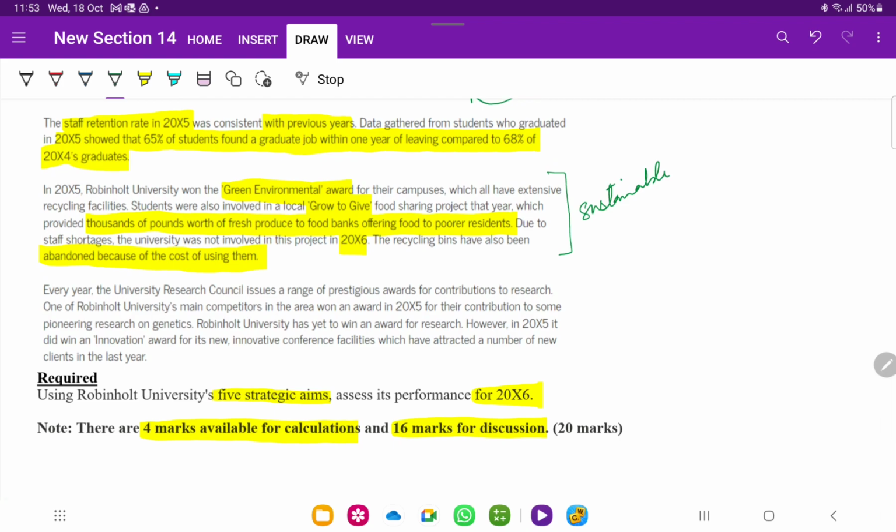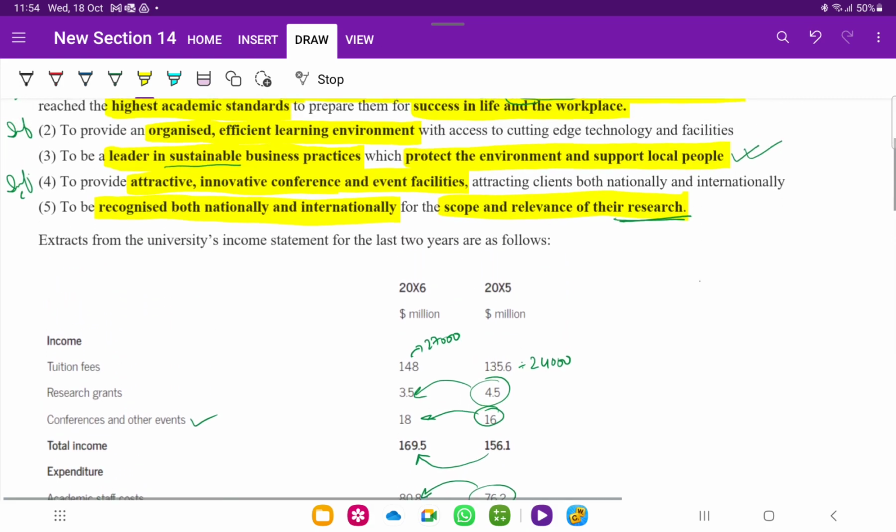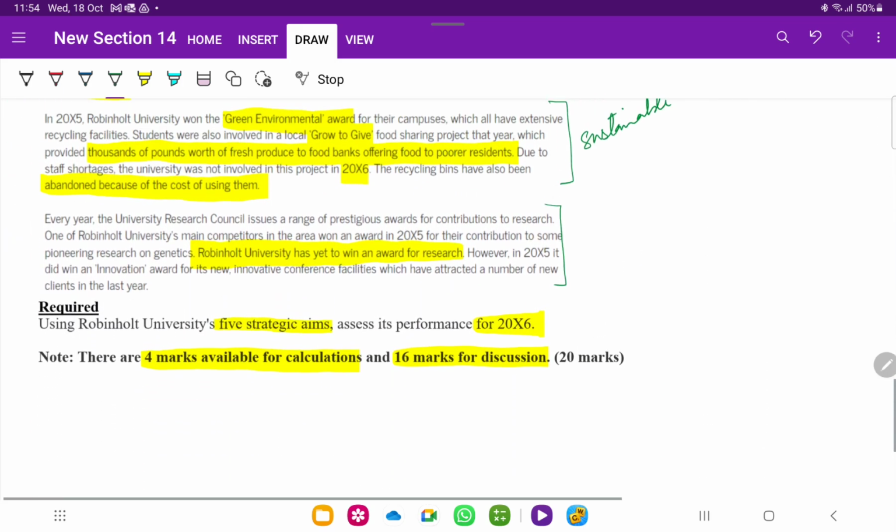And every year the University Research Council issues a range of prestigious awards for contributions to research. One of Robin Hood University's main competitors in the area won an award in 2005 for their contribution to some pioneering research in genetics. Robin Hood University has yet to win an award for research. So that means they have not won any award for research, and this is connected with the last strategic objective, which says that there should be some relevant research. So the company has not received any research award.